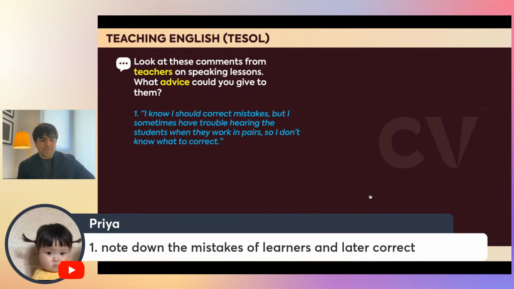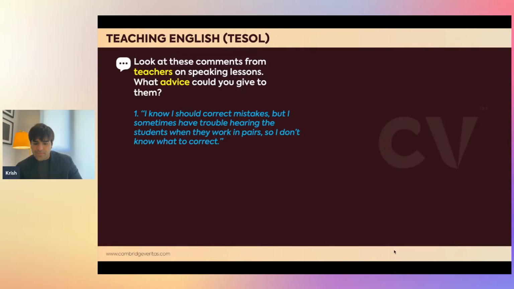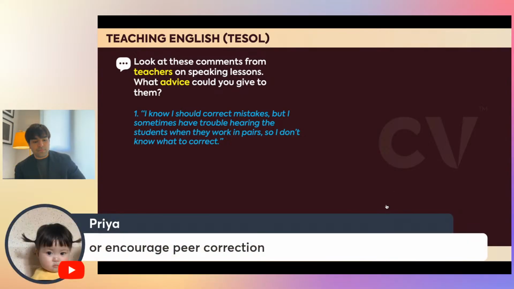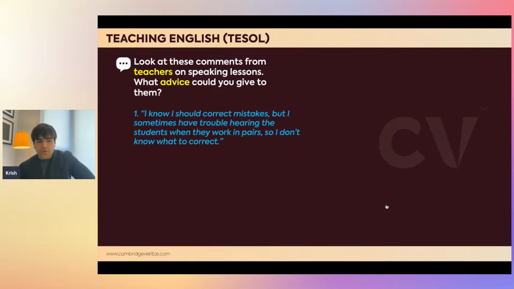Priya says, note down the mistakes of learners and later correct. No, but the problem is that the teacher is not able to listen to what the problems are because the students are quite loud. That's the problem. Hmm. This is a very valid point. Encourage peer correction. Okay. What about other people in the room? Guys, what do you feel? What suggestion do you have for the teacher?